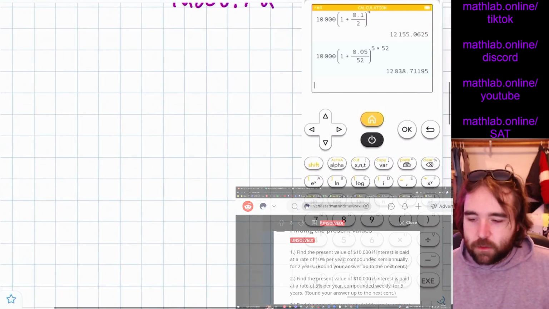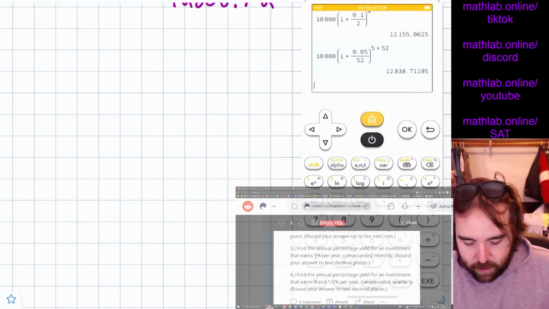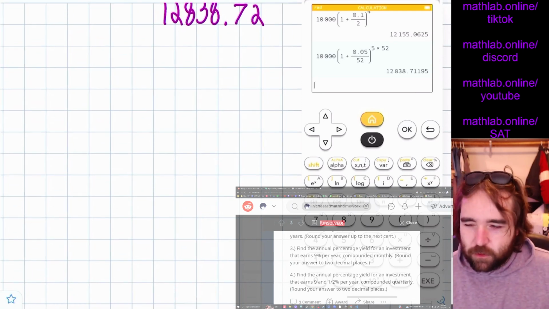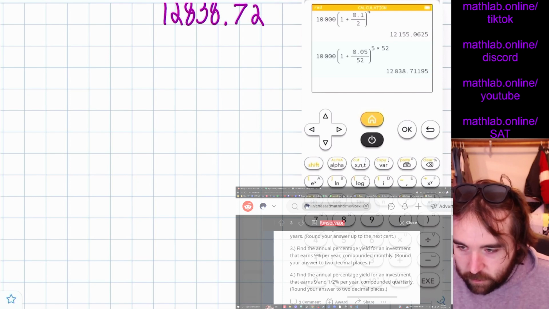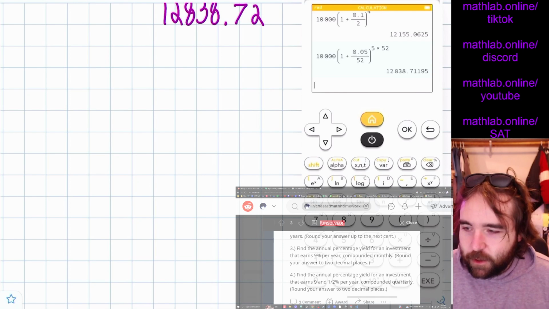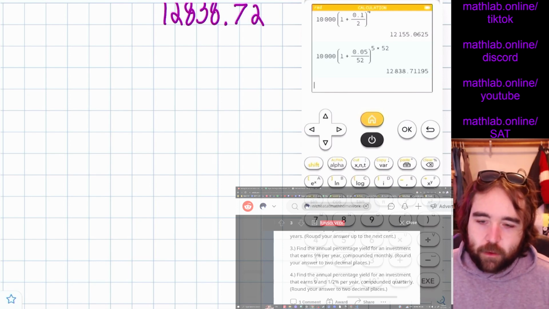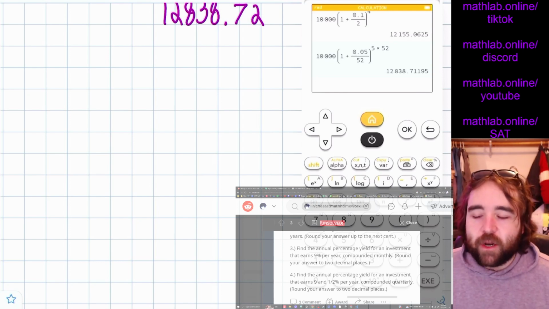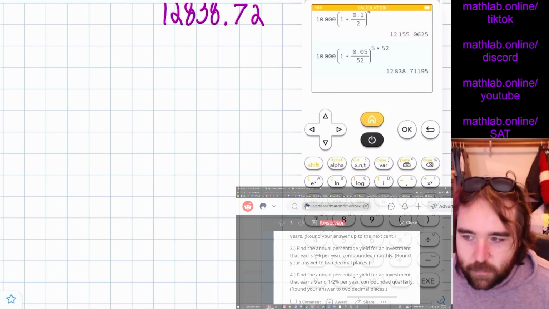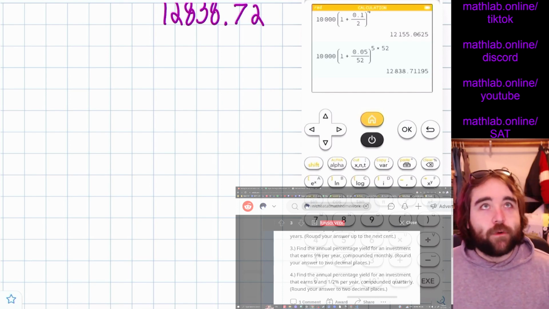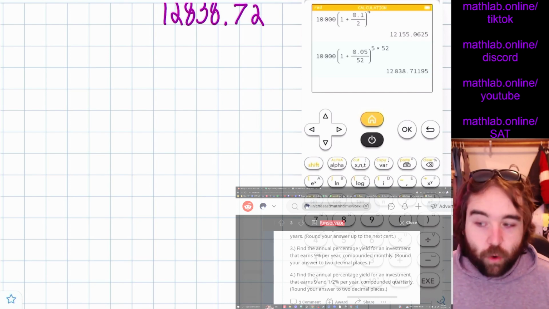All right, so we're going to try to use the same formula here. R is the annual percentage yield. So what are we going to do? It earns 9% per year. Oh, wait, is that not the annual percentage yield? Find the annual percentage yield for an investment that earns 9% per year compounded monthly. Got it. So it's 9% per year, but compounded monthly, which means that in an actual year, we're going to end up making more than that.